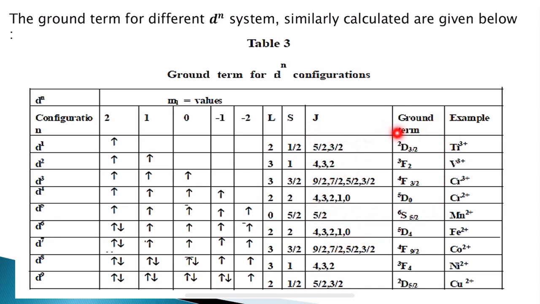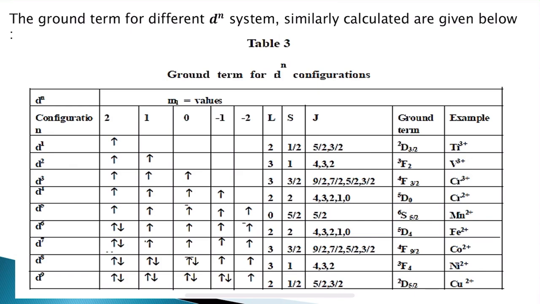So, what will be the ground term? How are we going to assign the ground term? That is given in this column, and these are the examples. If you go through this table, you will get all the information on the spectroscopic ground terms of different dn systems. This question might be asked for 2 marks.